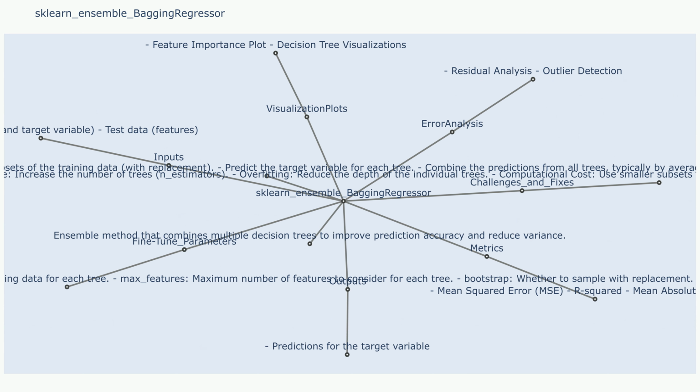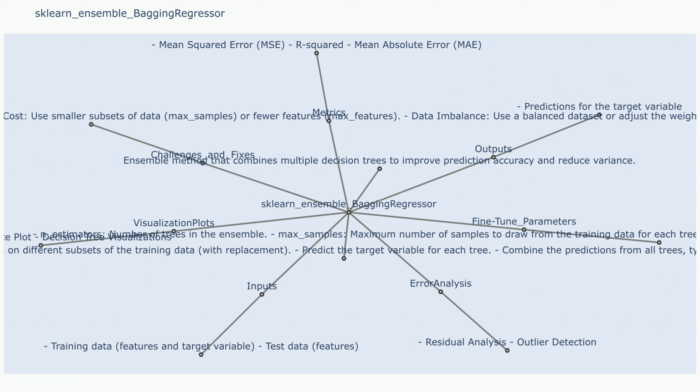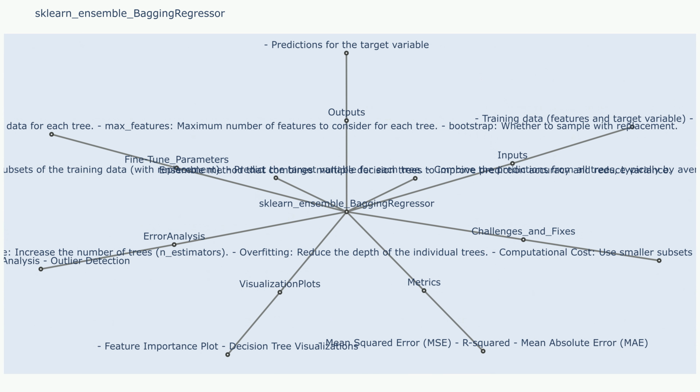Challenges and fixes. Challenge 1: high variance in the predictions. Sample use case that resulted in challenge 1: when the model is trained on a small dataset or a dataset with a lot of noise, the predictions can have high variance. Fixes to challenge 1: increase the number of estimators, n_estimators, to reduce variance. Decrease the value of max samples or max features to reduce the variance of each individual tree.